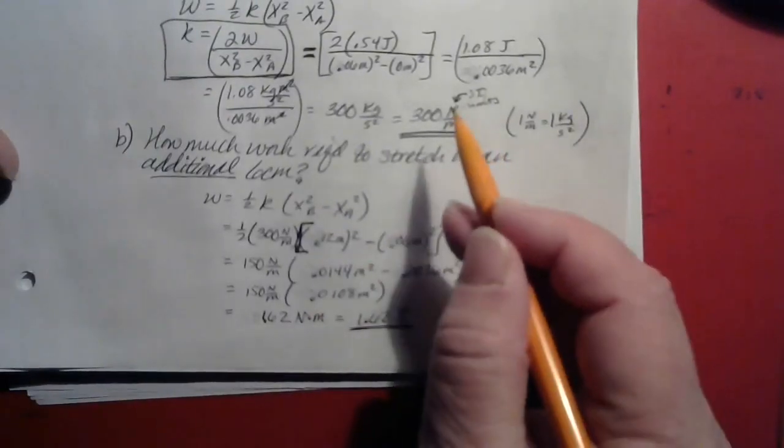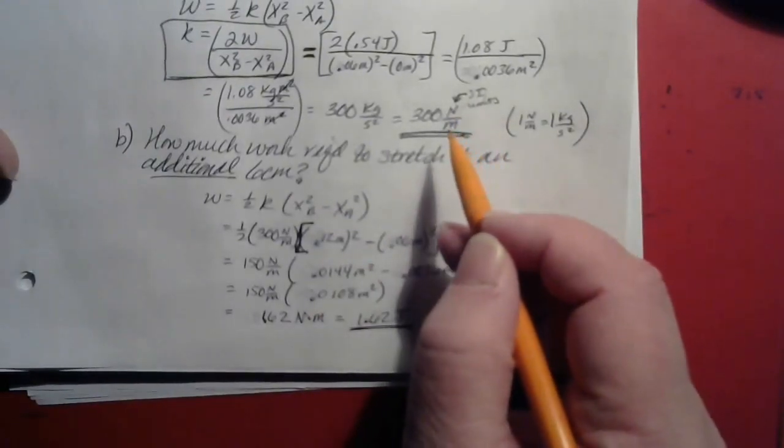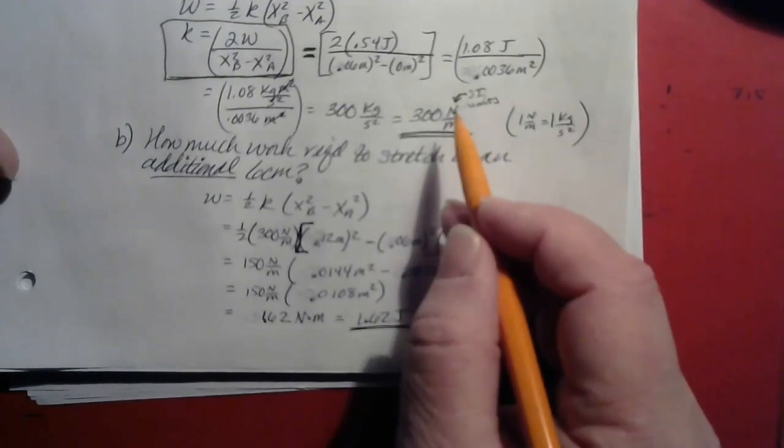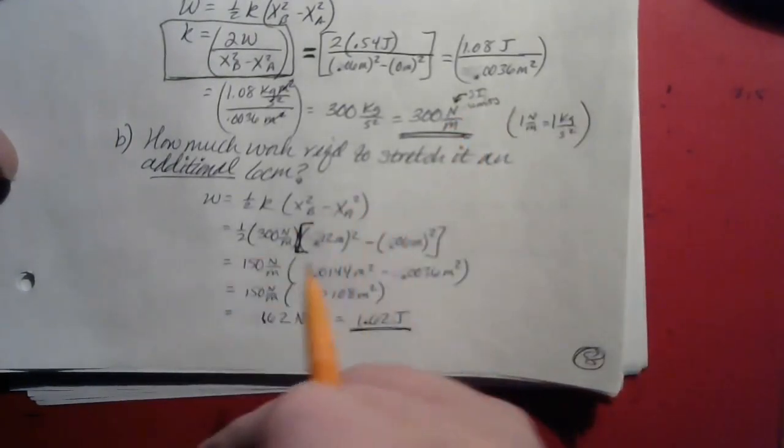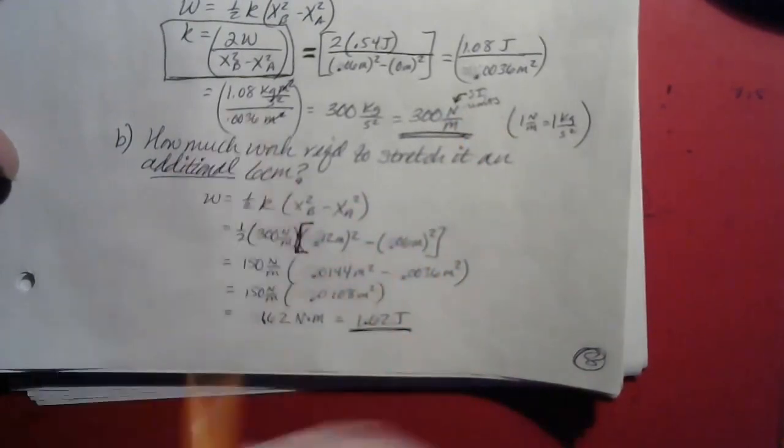Okay, because it's the amount of force that it takes to stretch the spring a certain distance. So the SI unit for force is newtons, the SI unit for distance is meters, newtons per meter.